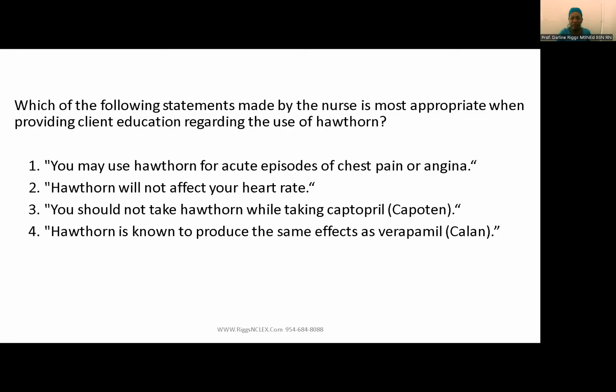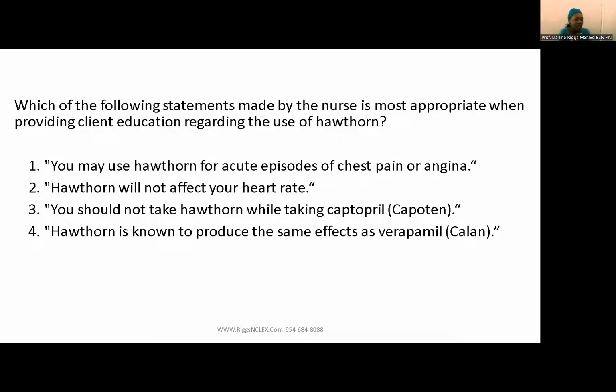Which of the following statements made by the nurse is most appropriate when providing client education regarding the use of hawthorn? So we talked about the herbs earlier. So here's a typical way the herb question may come at you. Option 1, you may use hawthorn for acute episodes of chest pain and angina. We're never doing that. Throw that out.